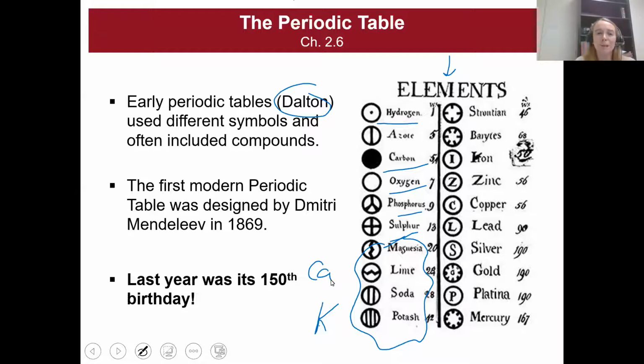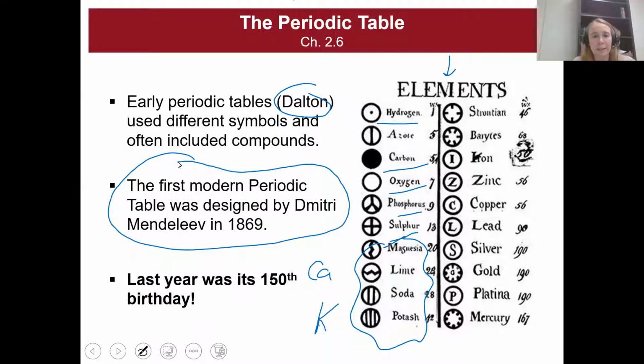The first modern periodic table was designed by Dmitry Mendeleev in 1869. So it didn't look quite like the periodic table we have now, but it was a lot closer than this. And just a fun fact, last year was the periodic table's 150th birthday. So happy birthday.